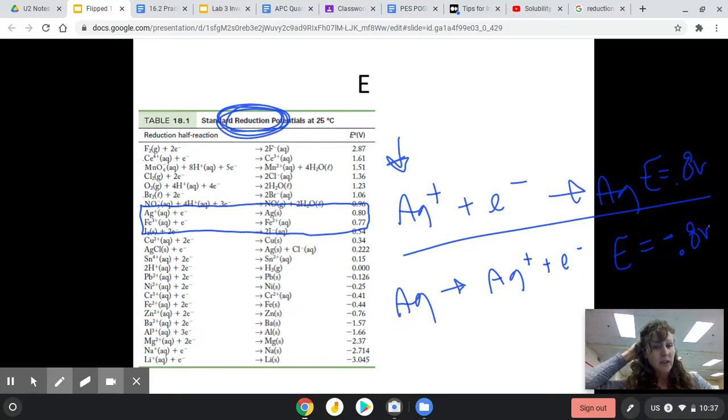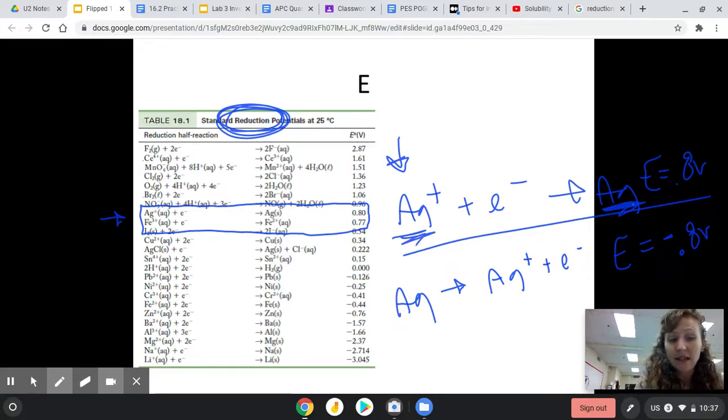Now, if you were to combine two things, you can combine them to get a complete reaction, something that's oxidized plus something that's reduced. So I could take silver and I can combine it with iron here. Now notice silver is the ion that goes to something solid. That's not always the case.